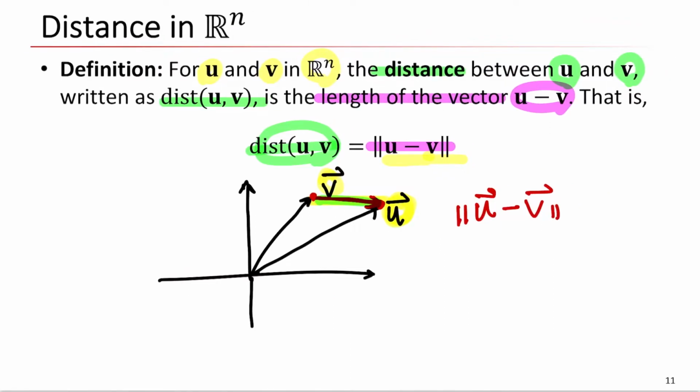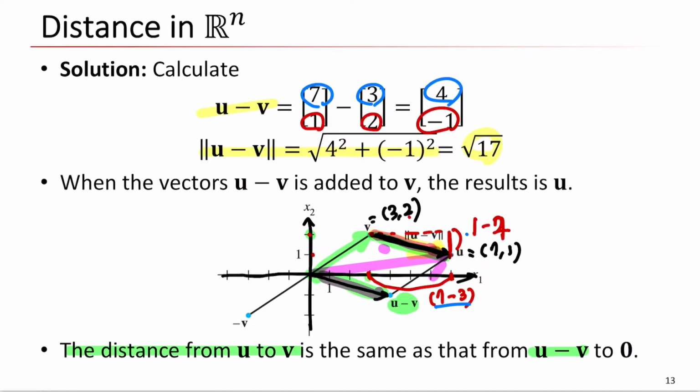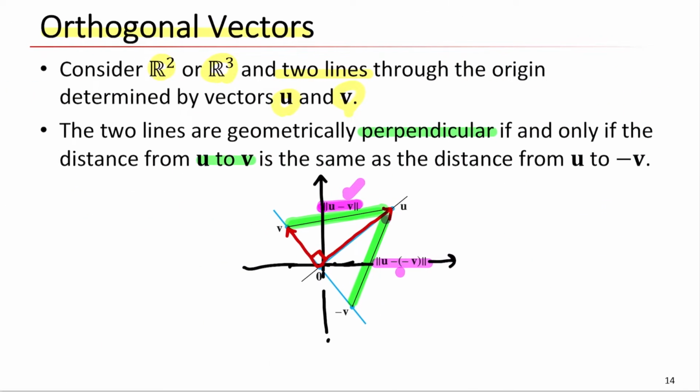What was the distance between two vectors? We can define the distance between vector u and vector v as the length of u minus v. So here. And then in lecture 9.1, we introduced the orthogonal vectors.